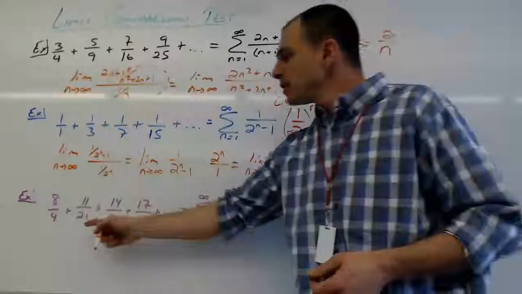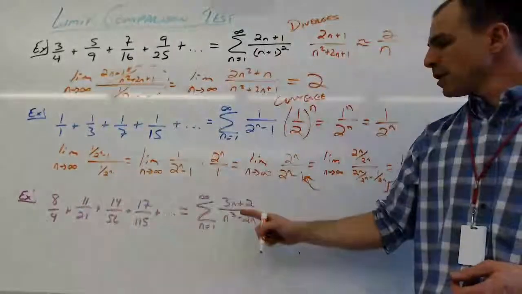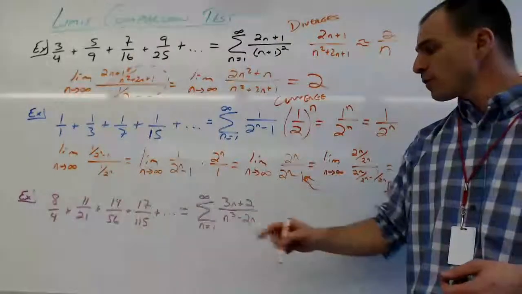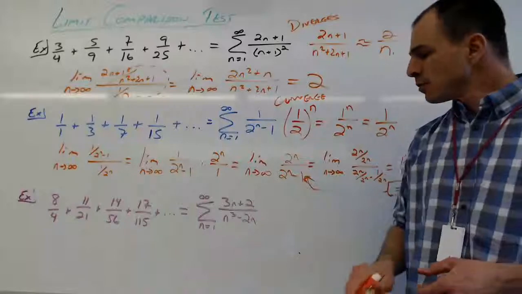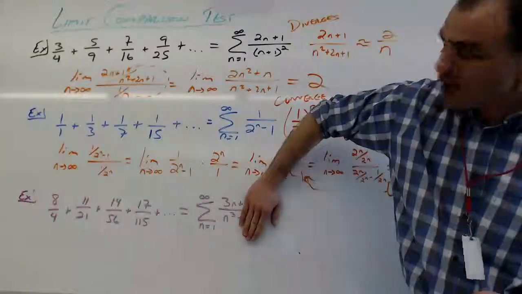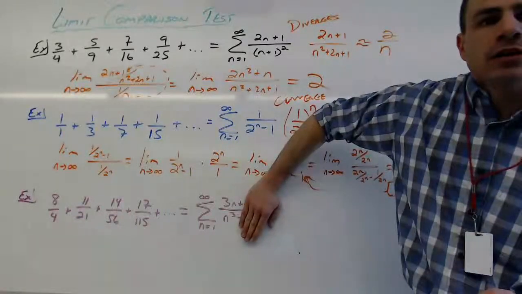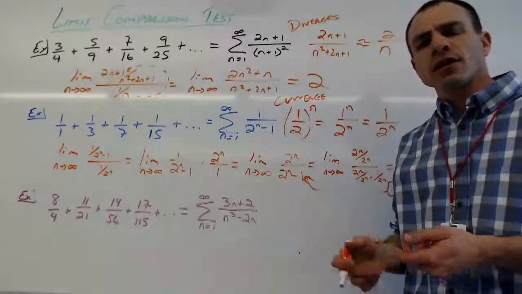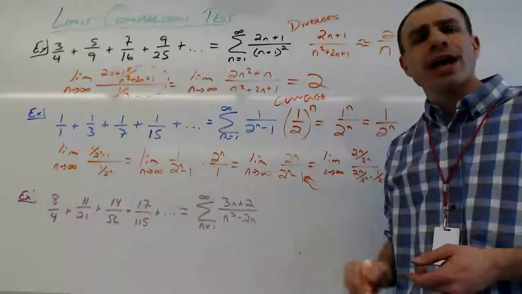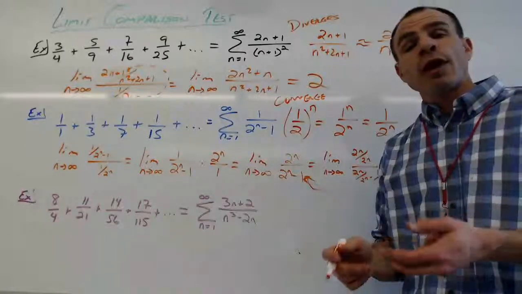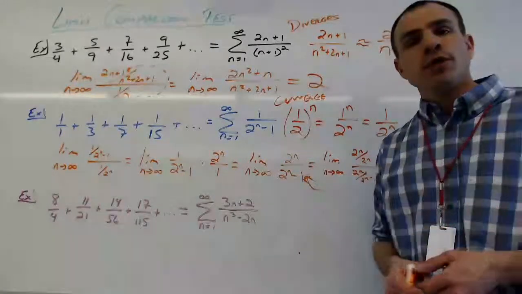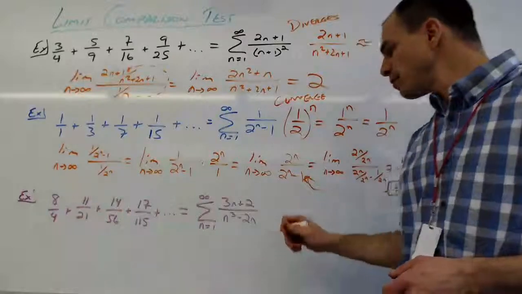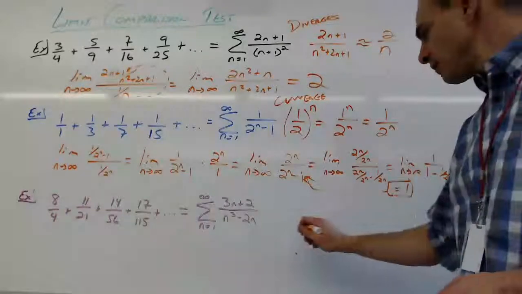And last but not least, we have the series 3n plus 2 over n cubed minus n squared. If we look at the dominant terms, we have 3n and n cubed. So this is going to behave like the series 3 over n squared. So why don't we use the n squared p series here, 1 over n squared. I'm going to just do it over here since I have a little bit more room.